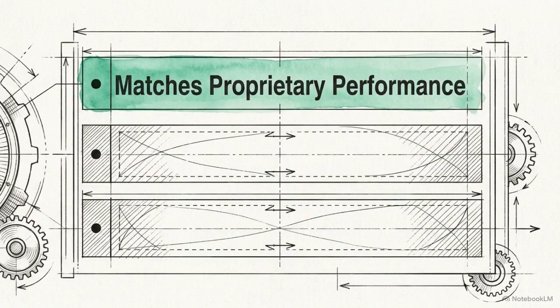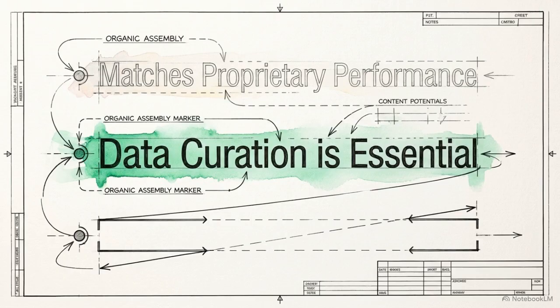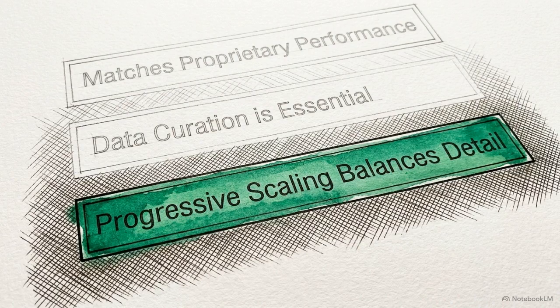Reviewing the main findings, a 13 billion parameter open-source model has successfully reached the performance levels of the leading proprietary systems. Second, the refinement of training data through curation is as essential to the model's success as the architecture itself. And finally, progressive scaling is the key method for balancing clear semantic logic with high-resolution, complex motion.